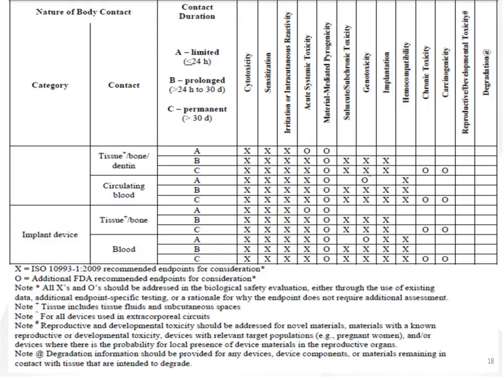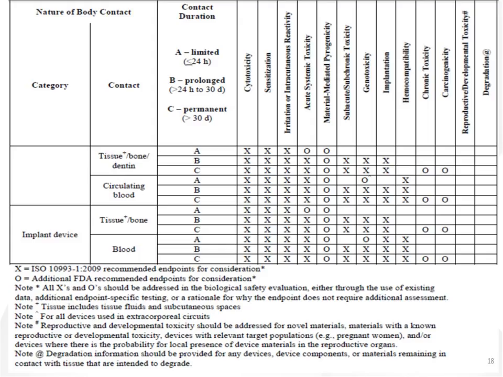What you need to do for your plan, though, is have those endpoints included in your plan, all those circles and X's, and evaluate in your plan how you're going to address those endpoints, either through chemistry, material evaluation, whatever it is. That's the important part about the biological evaluation plan. I do want to mention one other thing here.